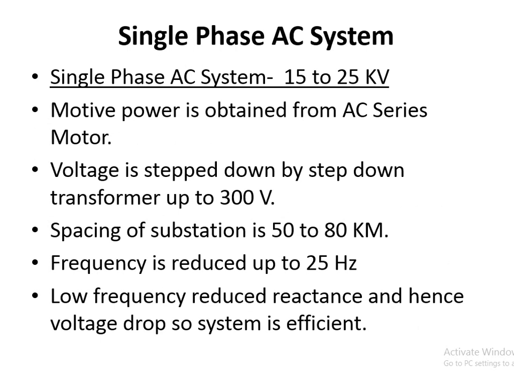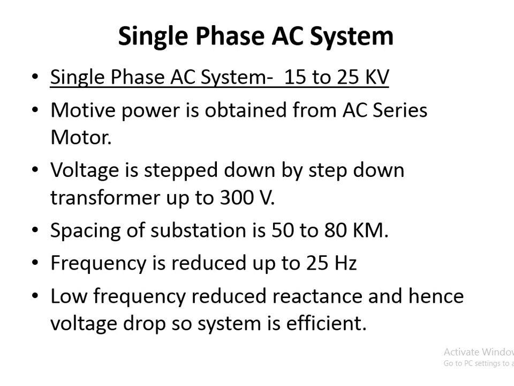Now the next one is the single phase AC system. This is a usual and identified system, which uses 15 to 25 kV voltage. This voltage is then stepped down to about 300 volt. Here a single phase AC series motor is used. Normally we can use a DC series motor, but because of the AC system we have to use an AC motor.